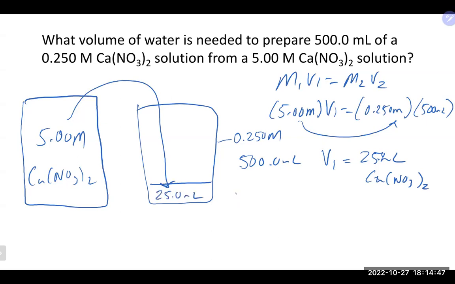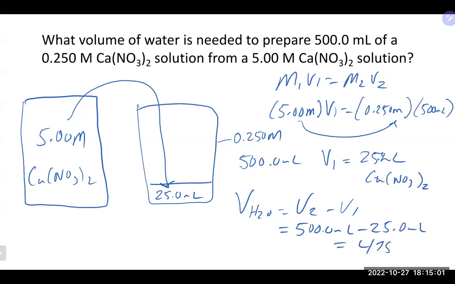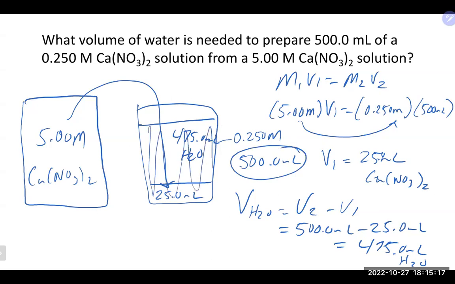Now, to figure out how much water, which is really what it's asking, the volume of water would be V2 minus V1. Again, our total volume is 500 milliliters. What we've already taken out is 25. So that's 475 milliliters of water that would need to be added. And once again, that would give us our total volume that we're shooting for, which is 500 milliliters. And again, a little mix on that should get us a solution that has this concentration. Any questions on that there? Questions on dilutions here?